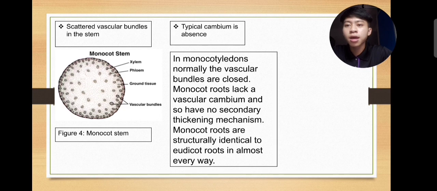So next, typical cambium is absent. In monocotyledons, normally the vascular bundles are closed. Monocot roots lack a vascular cambium and so have no secondary thickening mechanism. Monocot roots are structurally identical to eudicot roots in almost every way. Next slide.